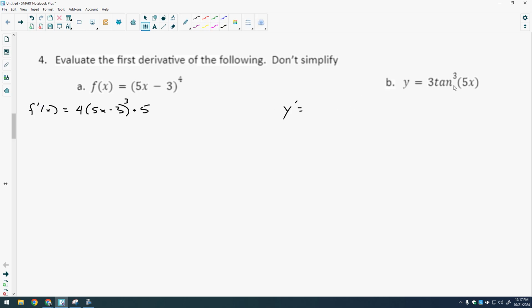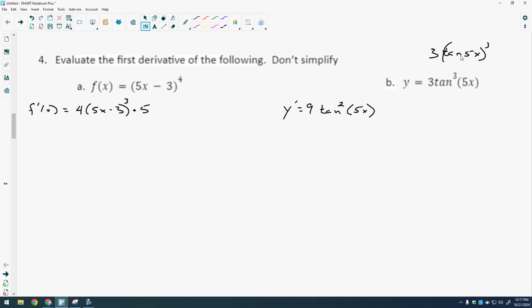y prime equals. Remember, I can write this as 3 tangent of 5x raised to the third power. This expression and this expression are the same thing. The 3 is not being raised to the third power, just the tangent 5x. Okay, bring the exponent down in front, multiply it by the coefficient, I get 9. Tangent, 3 becomes a 2, 5x gets left alone. I've done the exponent. I've taken care of the most outside function.